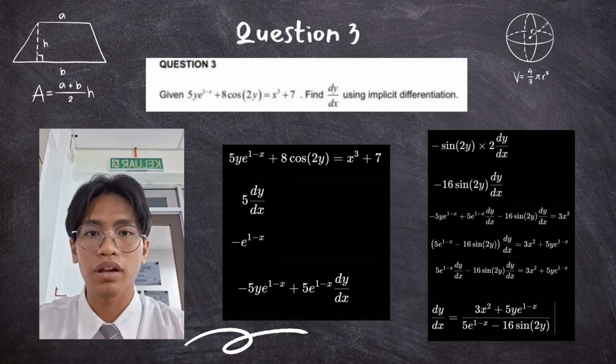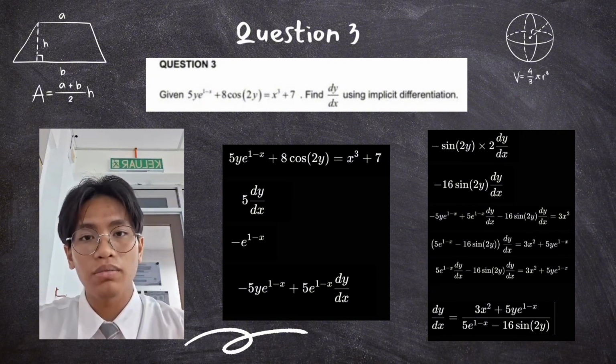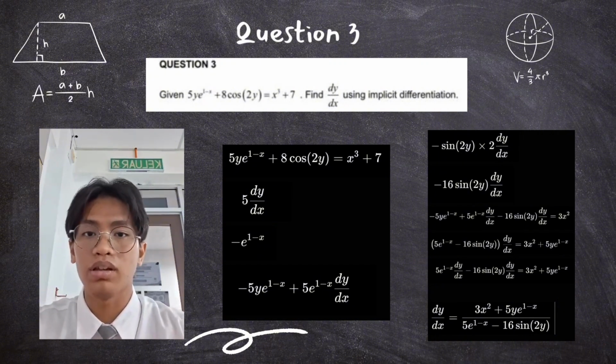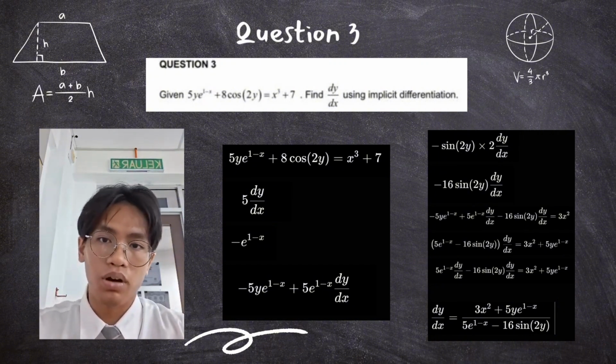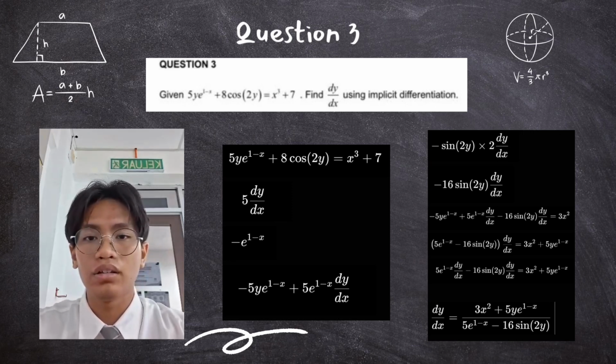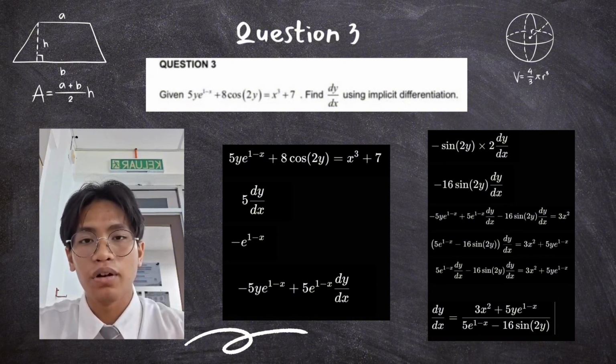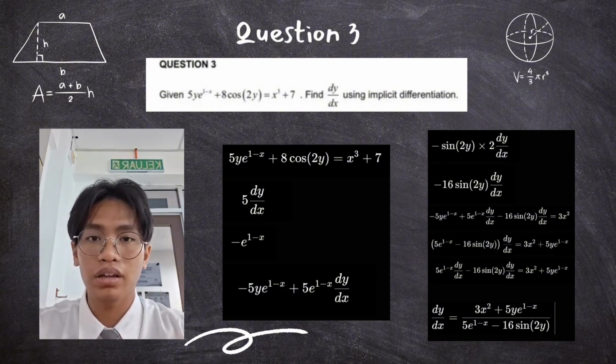First, we differentiate both sides of the equation with respect to x. For the first term, 5y e to the power of 1 minus x, we use the product rule because it is the product of two functions, which are 5y and e to the power of 1 minus x. Using the product rule, we differentiate 5y and get 5 dy over dx. Next, we differentiate e to the power 1 minus x using the chain rule.